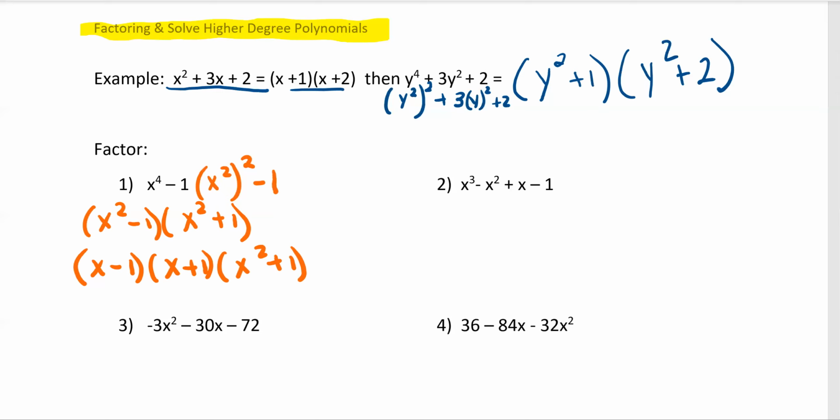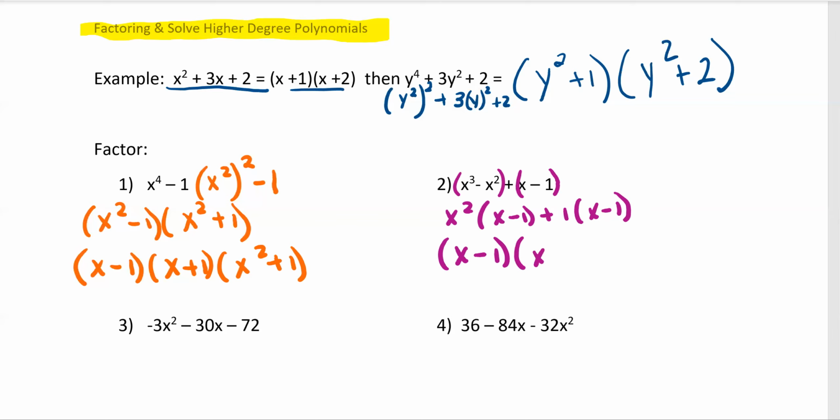Number 2, it's an x cubed, and we have 4 terms, so we will factor by grouping. Take out the greatest common factor. Personal preference, I just like to put a 1 there as my greatest common factor. So our factors are x minus 1 and x squared plus 1.